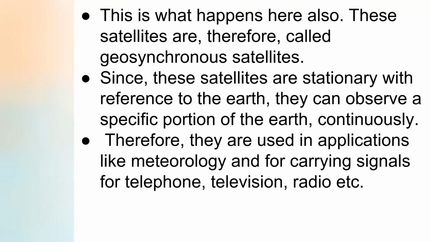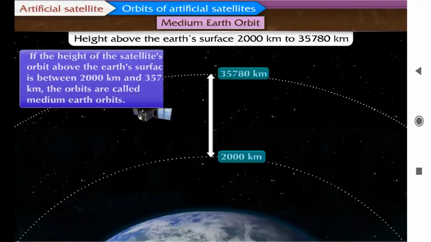Since these satellites are stationary with reference to the Earth, they can observe a specific portion of the Earth continuously. As they seem to be stationary, they will be continuously focusing on a specific portion of the Earth. Therefore, they are used in applications like meteorology. Meteorology means weather forecasting. They are also used for carrying signals for telephones, televisions, radio, etc. This is what we have learned about high Earth orbit.